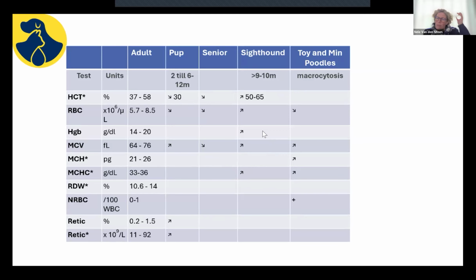And then one other group of dogs can be affected by what we call macrocytosis. These are the toy and miniature poodles, which might have a slightly lower red blood cell count, but a larger than average red blood cell size. Okay.